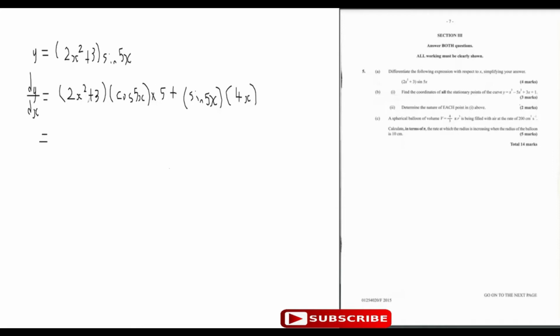But to simplify, we can write 5 times the 2x squared. That's going to give us 5 times 2 is 10, so we get 10x squared plus 5 times 3 is 15. So write it as 10x squared plus 15 multiplied by cos 5x plus 4x sine 5x. That takes care of the first one. Nice and easy. That takes care of part one.